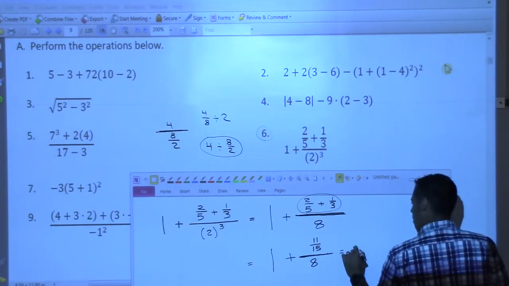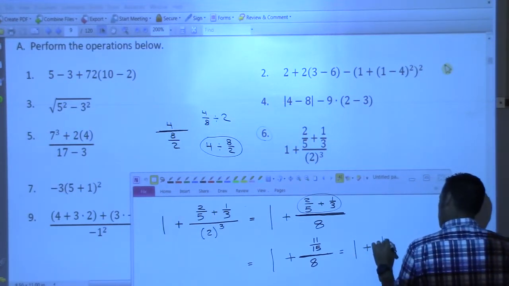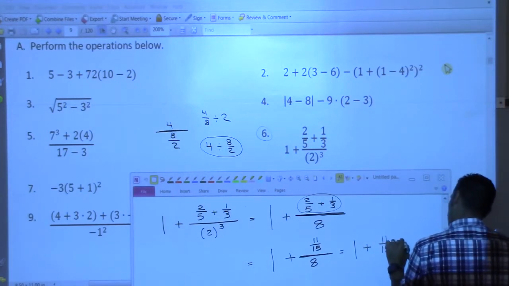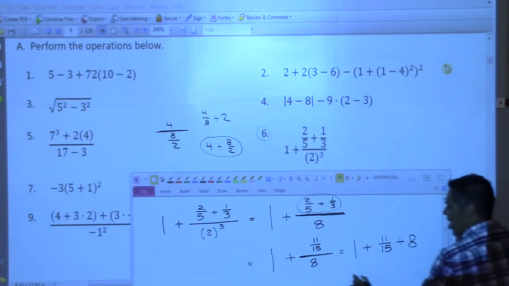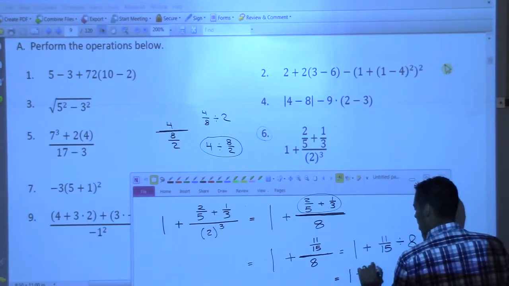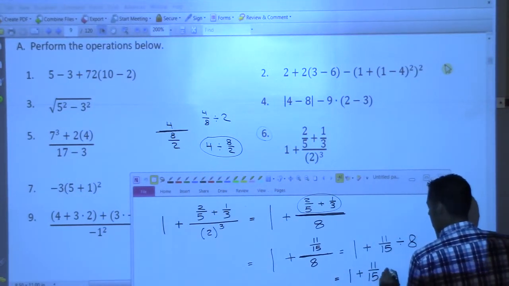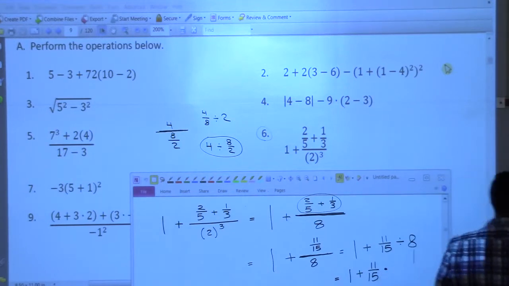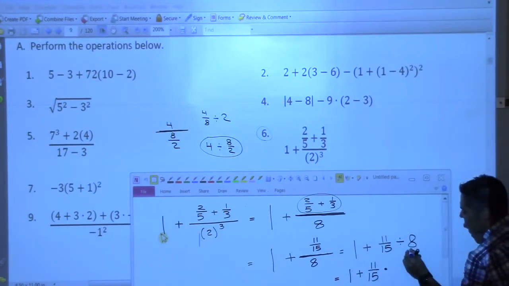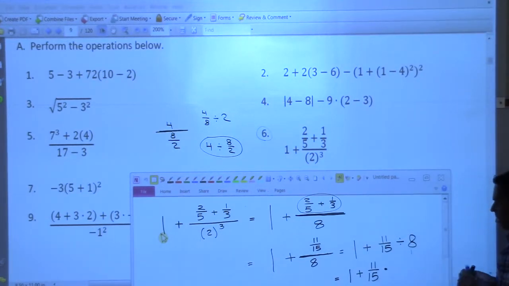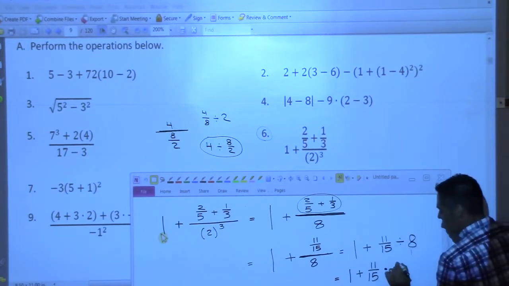This is now 1 plus 11/15 divided by 8. Is that another way I could have written that? Yeah? And then that's 1 plus 11/15 times what? 1 over 8. Times 1 over 8. So what I'm doing is I'm looking at this 8 as being an 8 over 1, and then I'm flipping it and becoming 1 over 8.